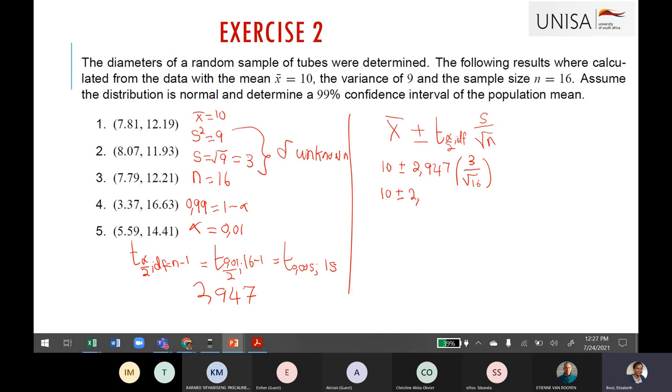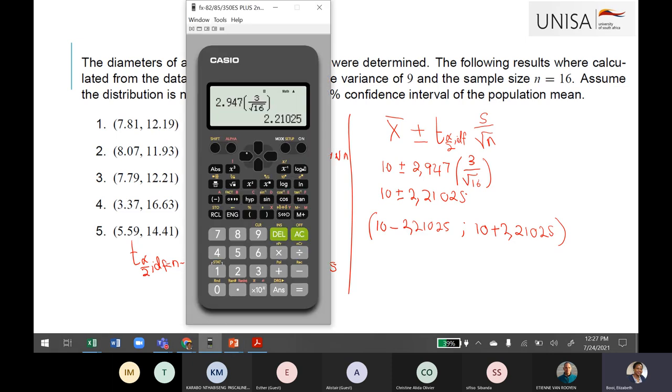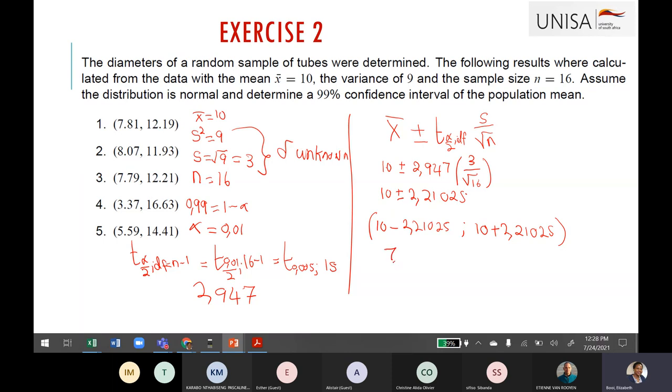So that will be 10 plus or minus 2.21025. You can split it and do the lower boundary first, 10 minus 2.21025, and then go to the upper boundary, which is 10 plus 2.21025. The lower boundary rounded to two decimals is 7.79.